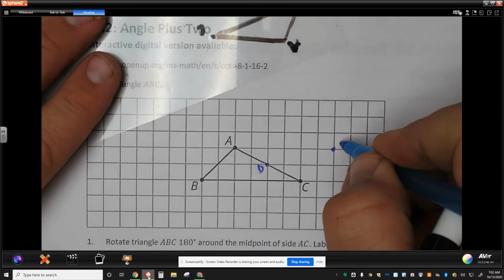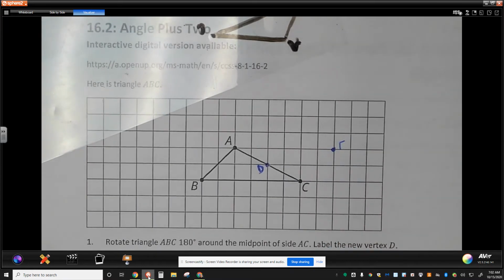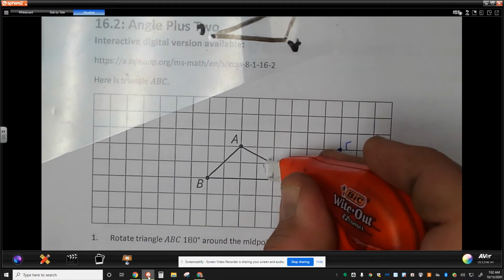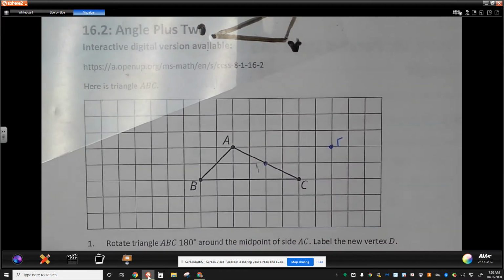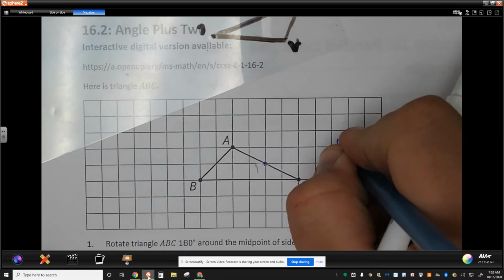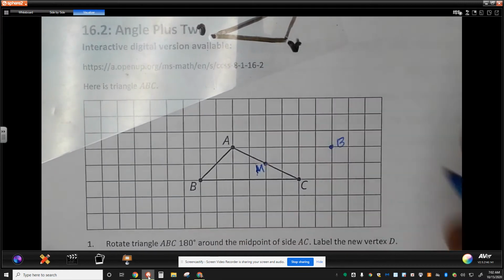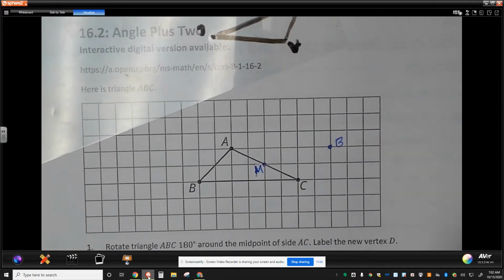This one is point E. Oh, excuse me. I messed up earlier. This midpoint is not D. That was what we were supposed to name point B after the rotation. So we're going to call this one midpoint M. We'll go ahead and draw our triangle.